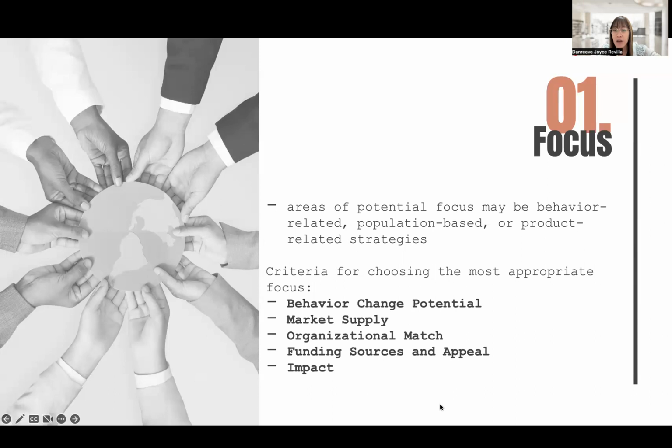The next is market supply. So you'll ask yourself, is this issue already being addressed by other organizations and campaigns? And then next is organizational match. So is this a good match for the sponsoring organization, or is it consistent with its mission and culture? Does it also have staff expertise to develop and manage the effort? So next is funding sources and appeal. So you'll ask yourself which approach has the greatest funding potential. And lastly, impact, or which approach has the greatest potential to contribute to the social issue.